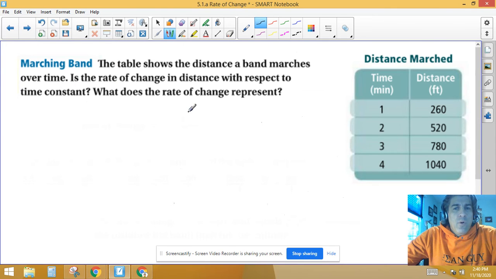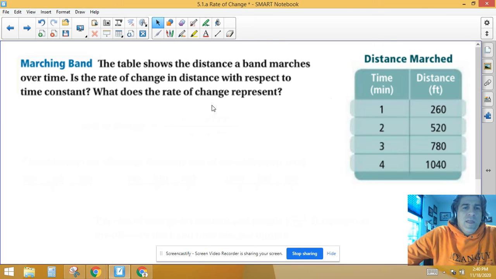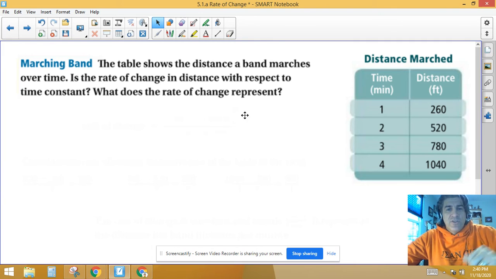All right. One more quick problem. Here's another table. It shows the distance a band marches over time. Is the rate of change in distance with respect to time constant? In other words, is there a constant rate? And then what does the rate of change represent?